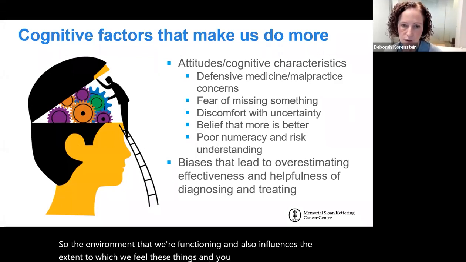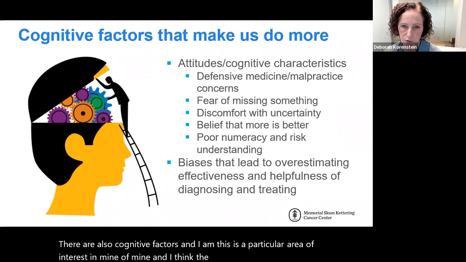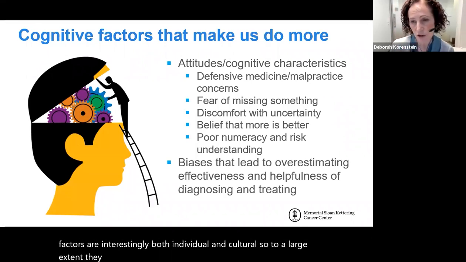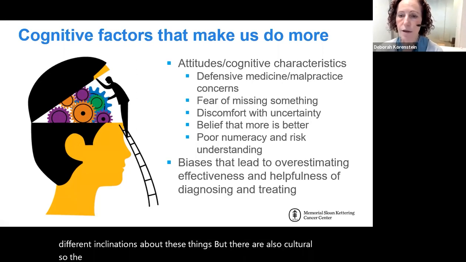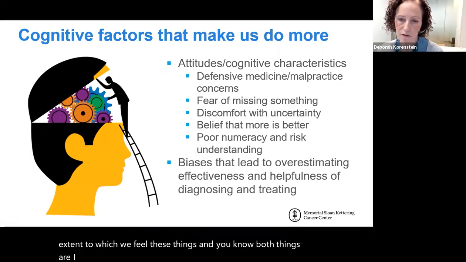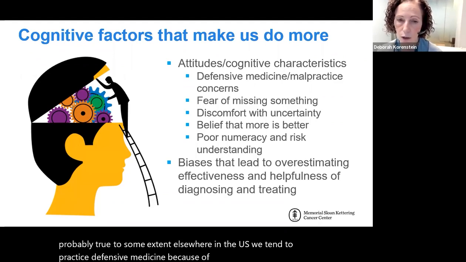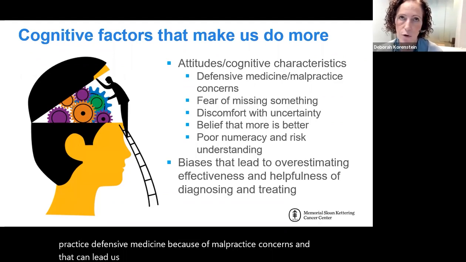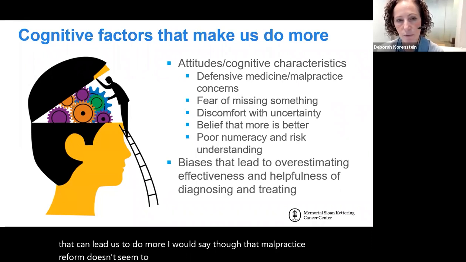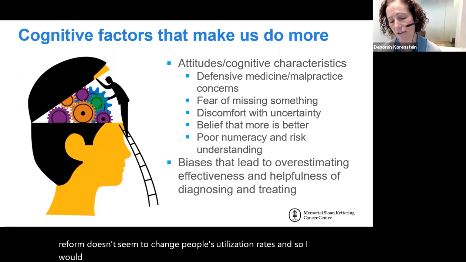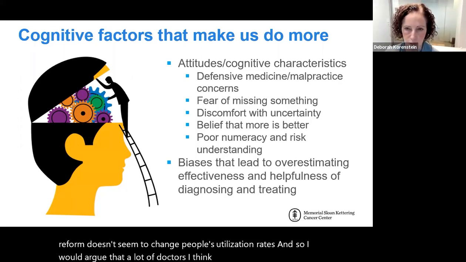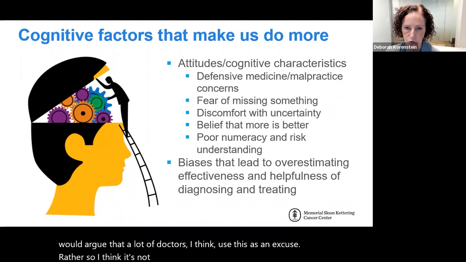So some of those things, and again, some of these are US specific, like I think the first one is worst in the United States, but probably true to some extent elsewhere. In the US, we tend to practice defensive medicine because of malpractice concerns, and that can lead us to do more. I would say, though, that malpractice reform doesn't seem to change people's utilization rates. And so I would argue that a lot of doctors use this as an excuse. So I think it's not as much of a driver in the United States as people say it is, but it probably is somewhat of a driver.